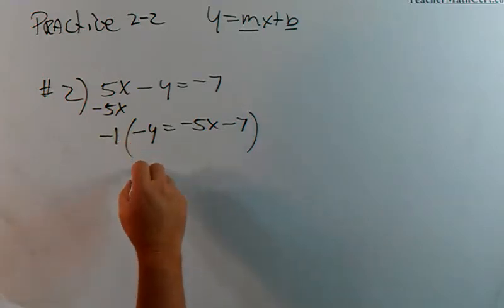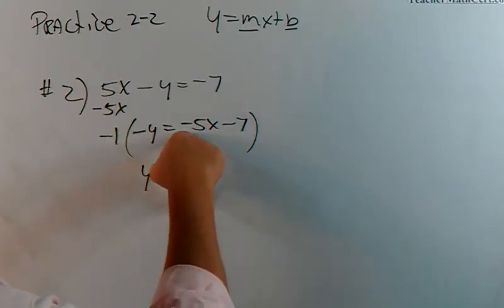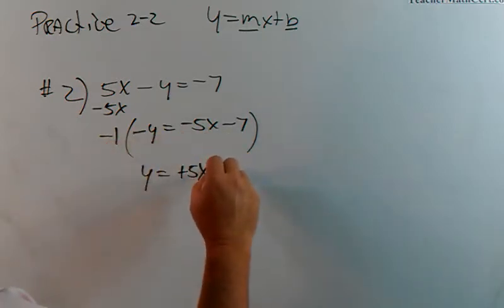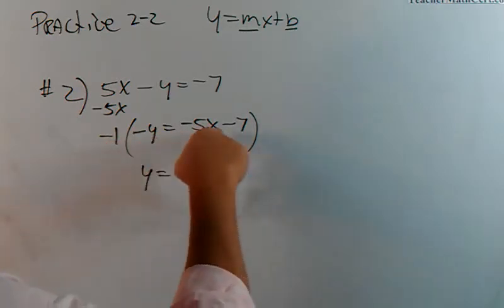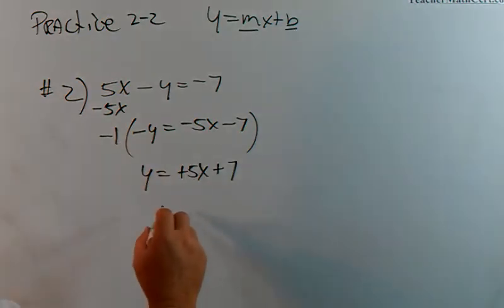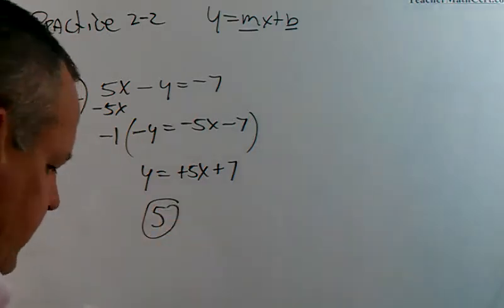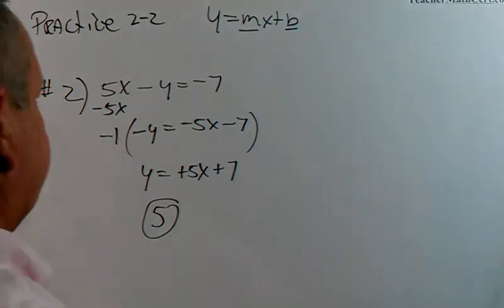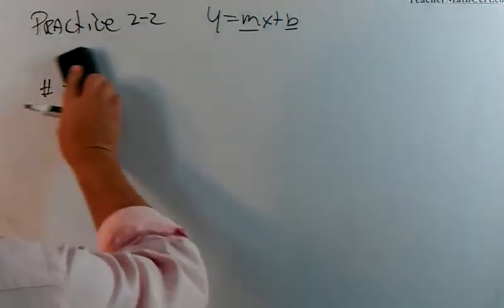Negative times a negative is positive y. Negative times a negative is positive 5x. Negative times negative 7 is a plus 7, right? So the slope is 5. Let me verify these answers here. Yeah, that's right, 2/5. All right, let's go to number 3.